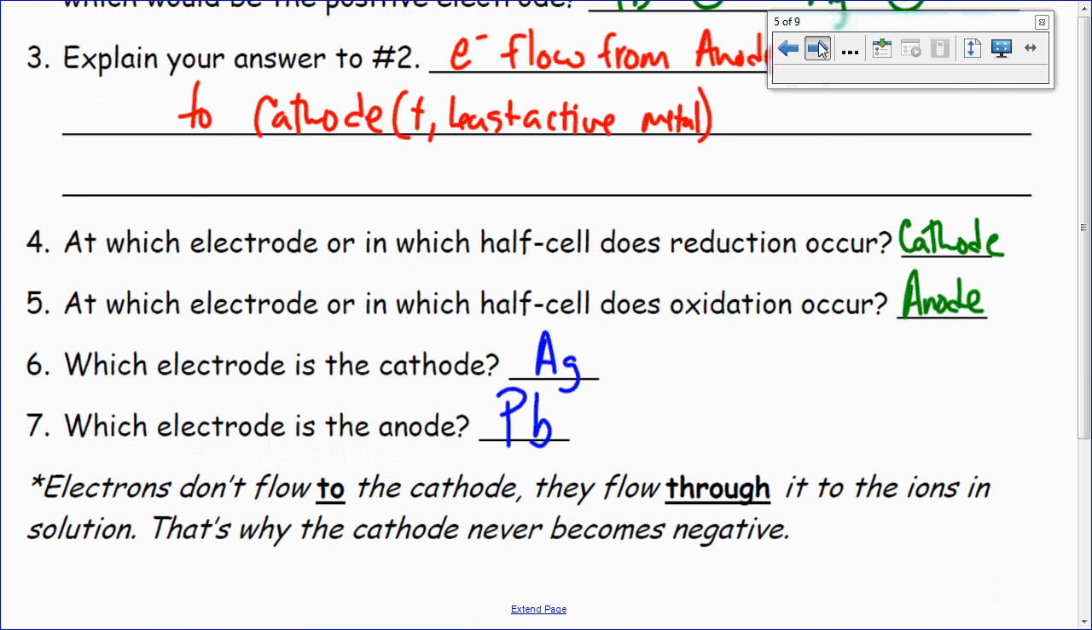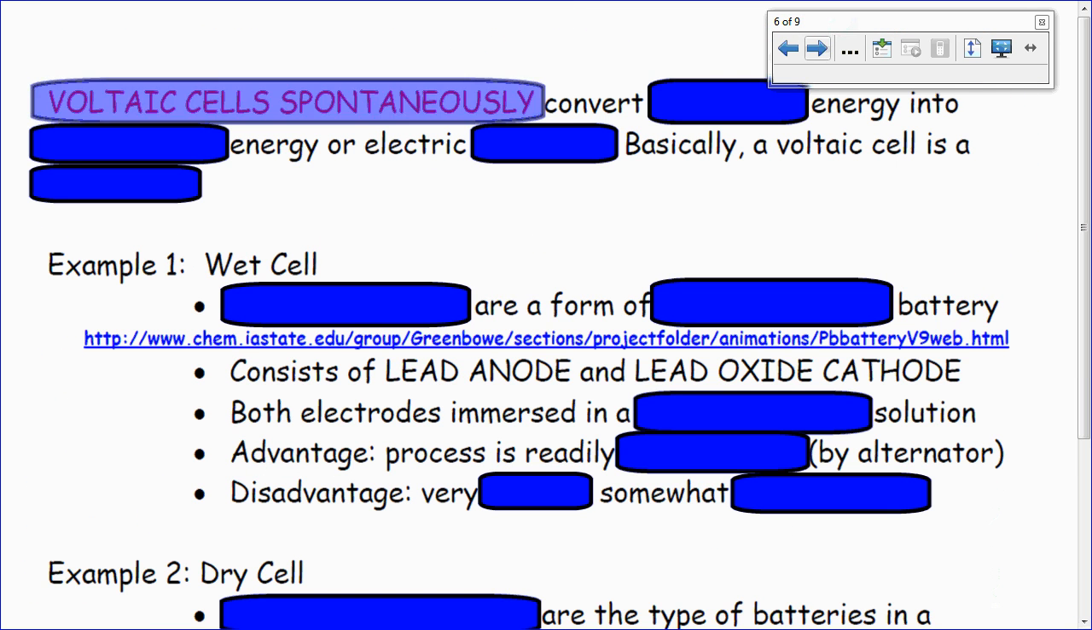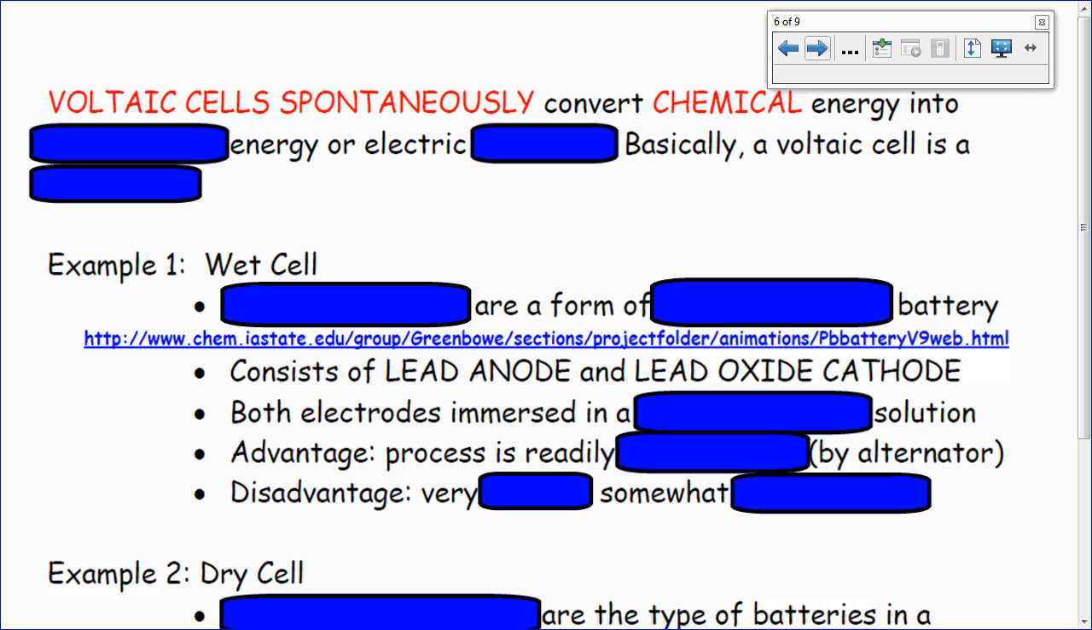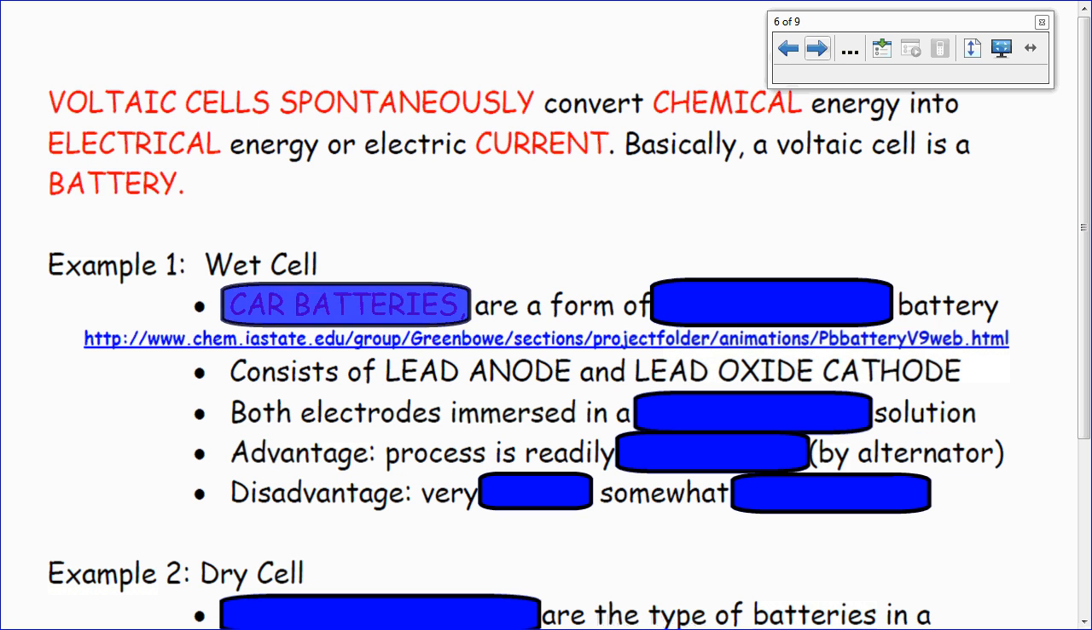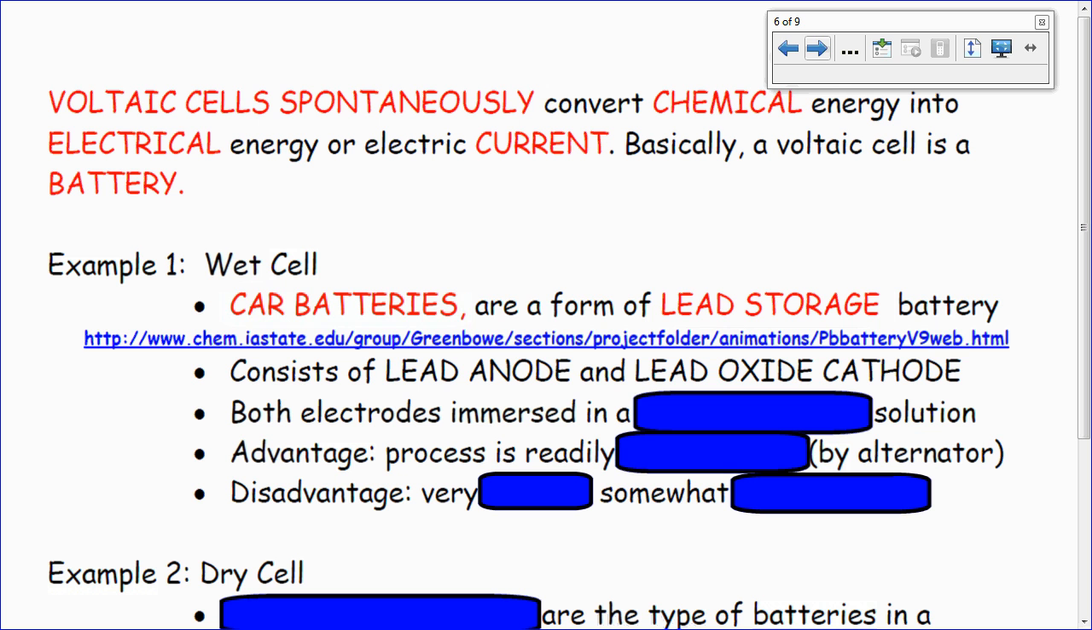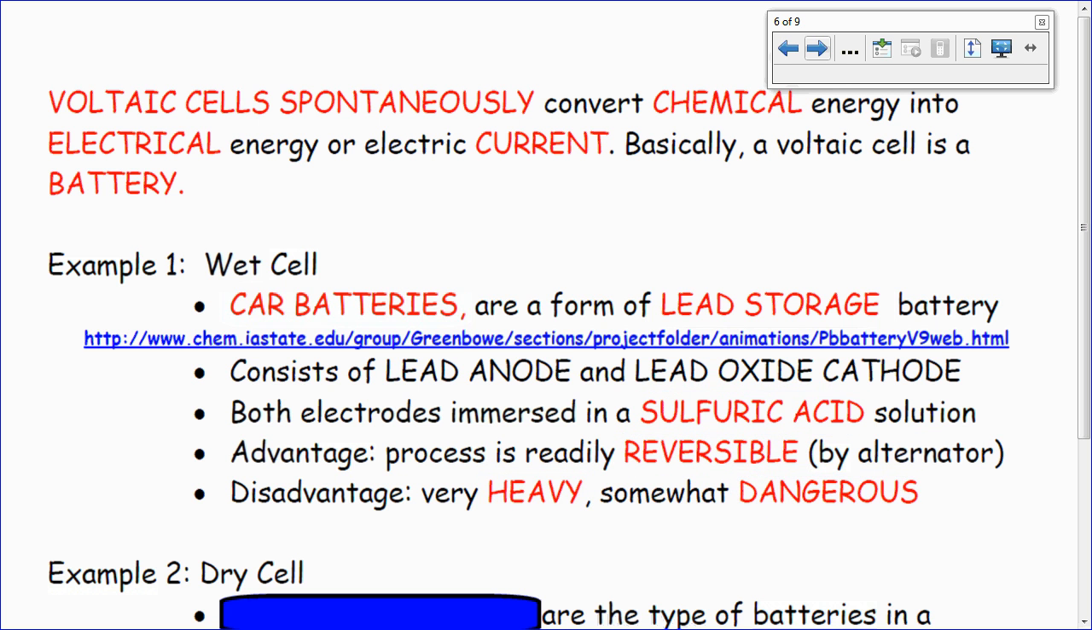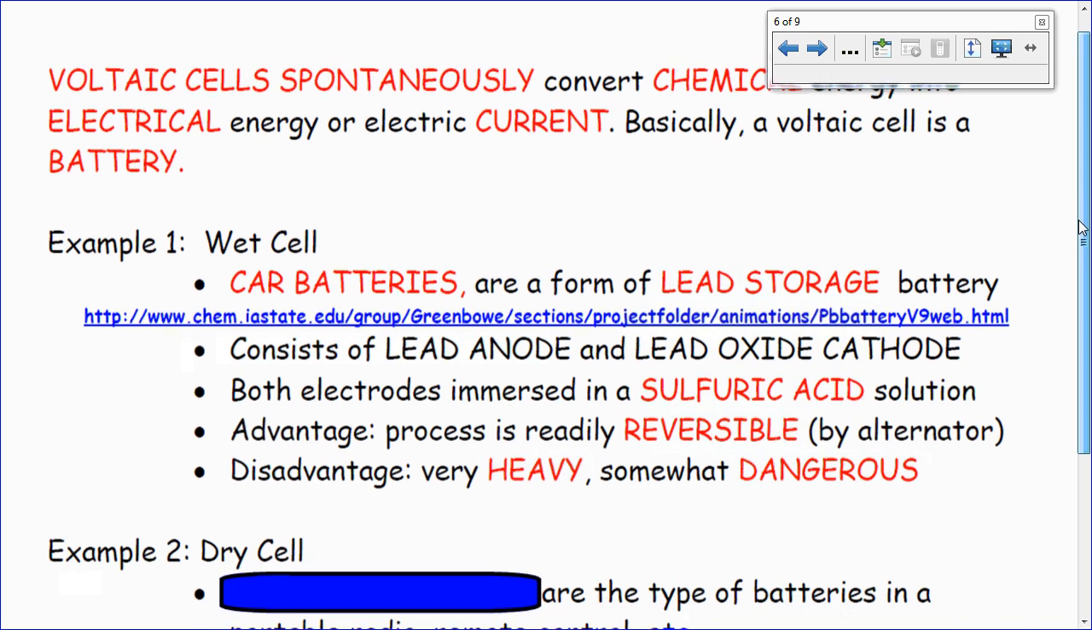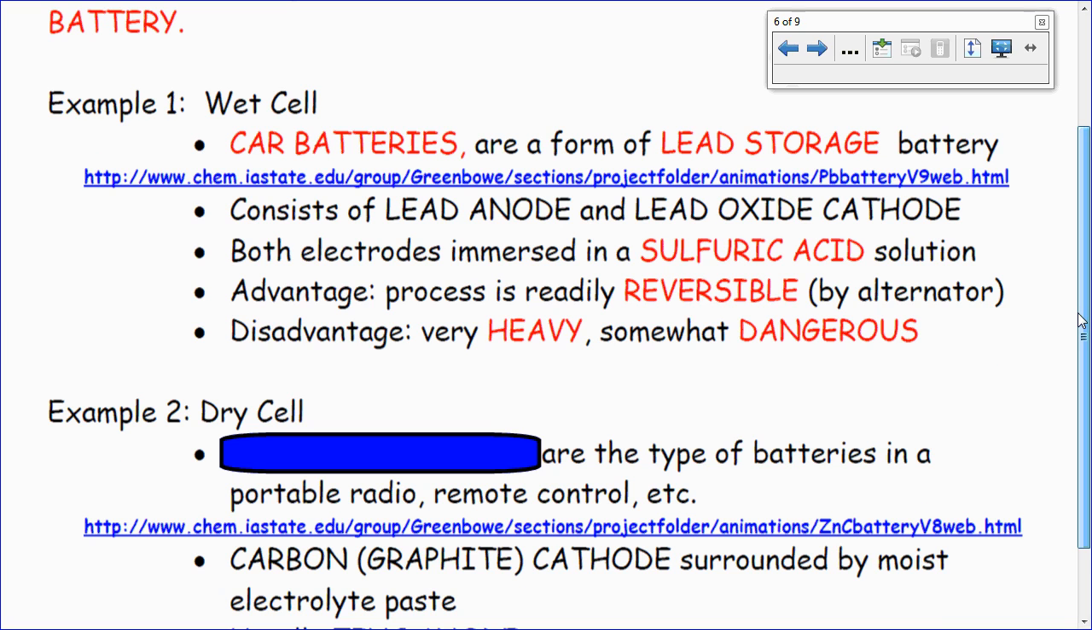Let's see if we can get onto the next page here. So voltaic cells spontaneously convert chemical energy into electrical energy or electric current. Basically, a voltaic cell is a battery. Wet cells are what we just saw. They have a liquid, they have ion solutions. They've also got pretty heavy and dangerous anodes and cathodes. This is the type of battery that's in your car or the bus or the truck. They are large, heavy batteries that produce a lot of current, and they can be very dangerous because the electrolyte is usually a very strong acid, very dangerous.